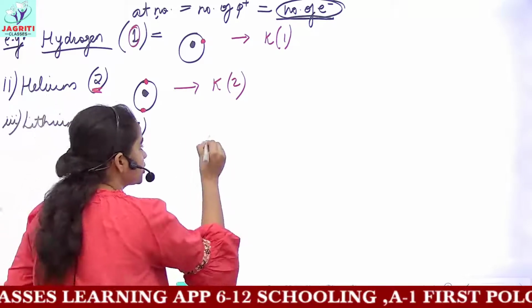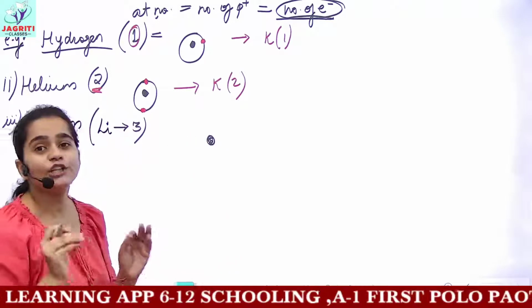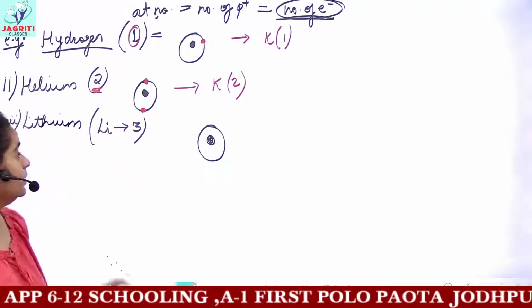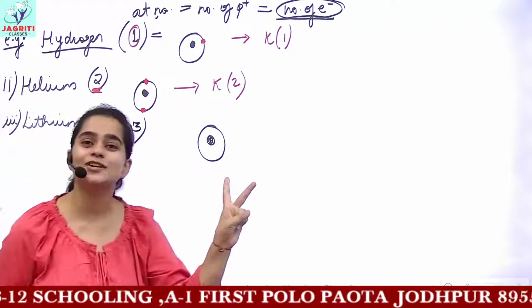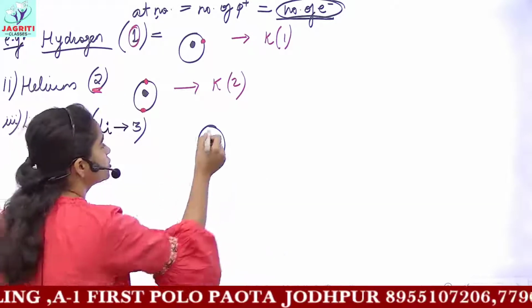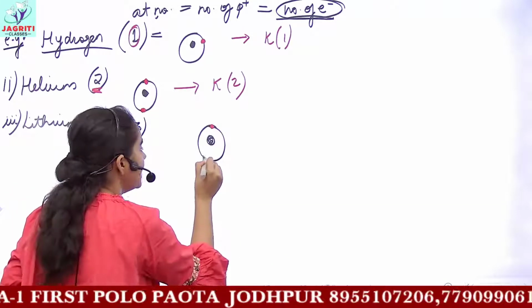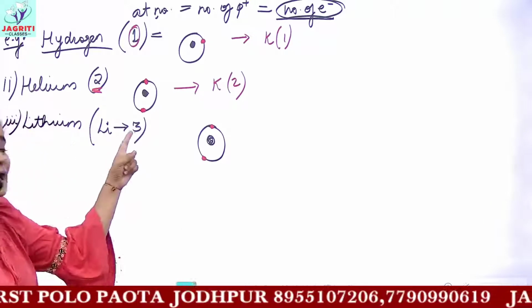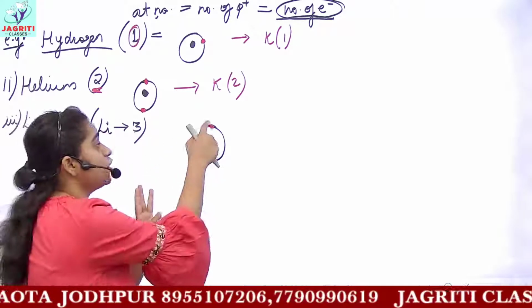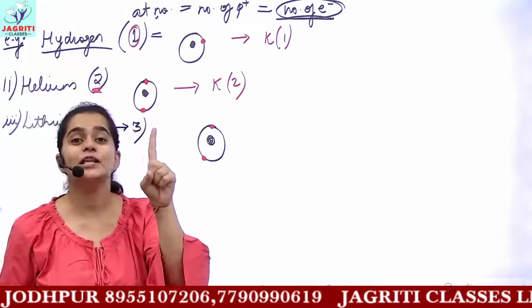For drawing the structure, the first thing is to draw the nucleus. Then draw the first shell. In the first shell, how many electrons can come? Yes, good, 2 electrons. So we draw 2 electrons in our first shell. Here we have a total of 3 electrons, and 2 we have drawn here, so we are remaining with 1 electron.